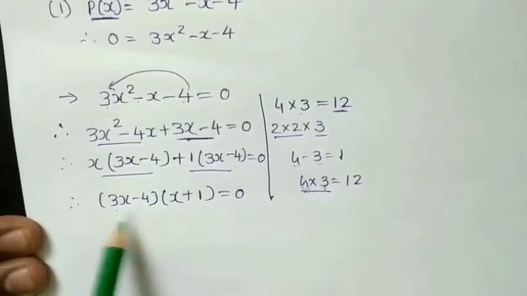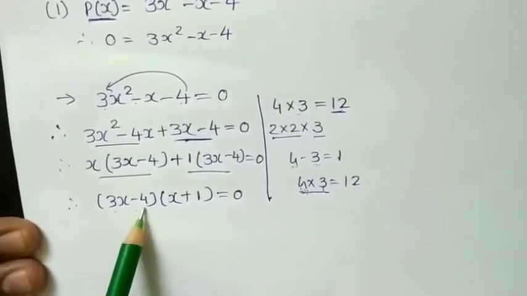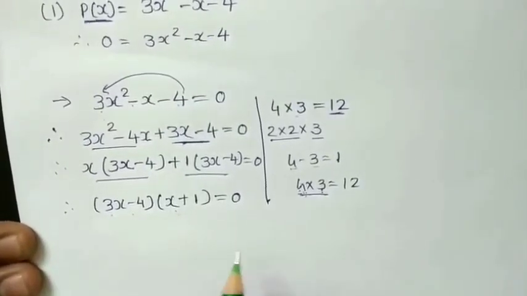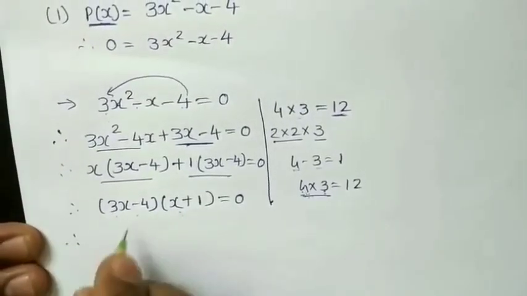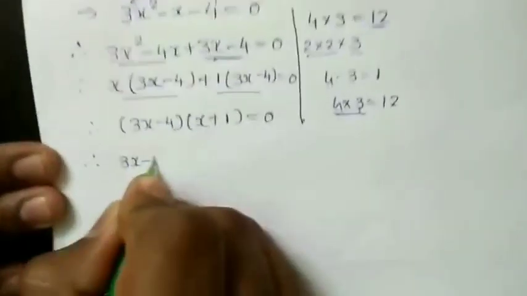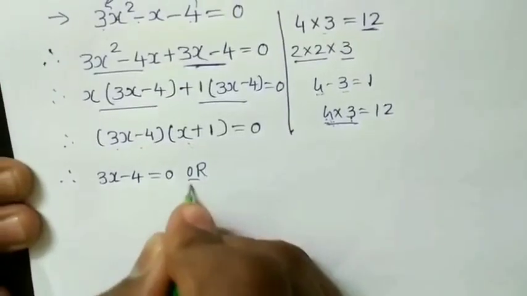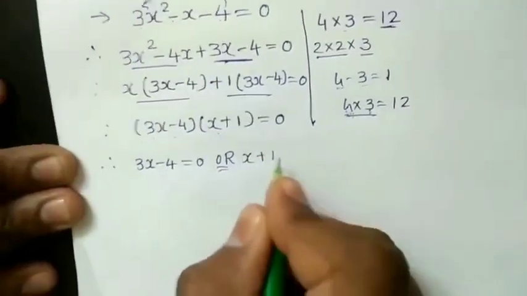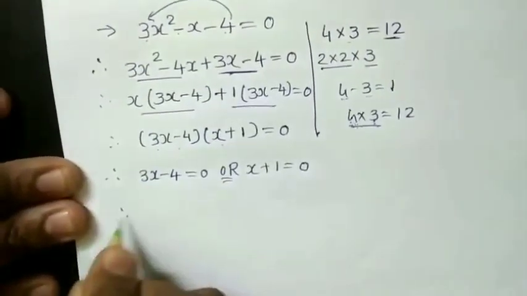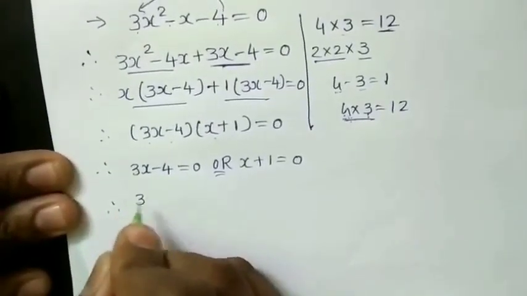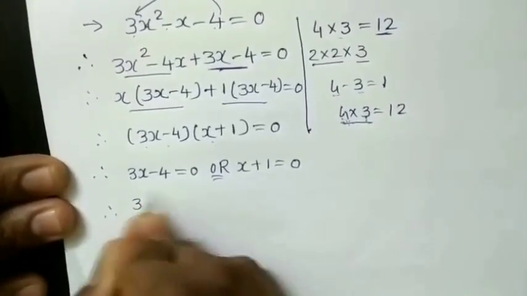The multiplication of both of them is 0, means either this term would be 0, or this term would be 0, or both of them would be 0. Anything must be there. So I should write 3x minus 4 is equal to 0, or x plus 1 is equal to 0. So here you can see 3x minus 4 is equal to 0. So I should add 4 on both sides.